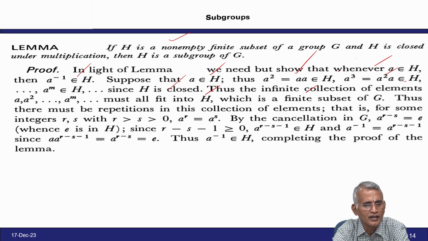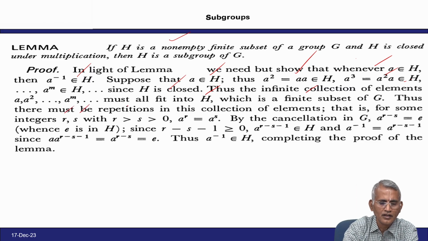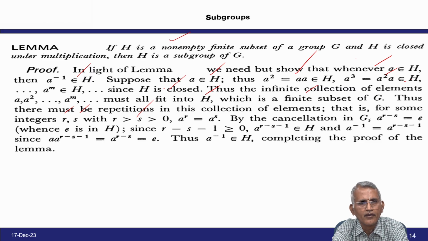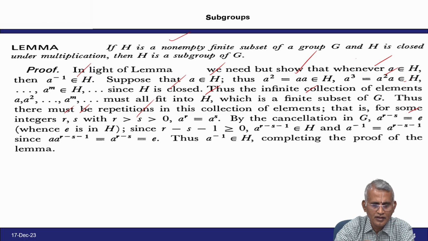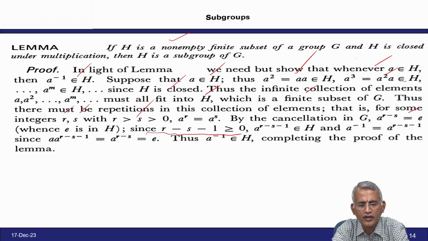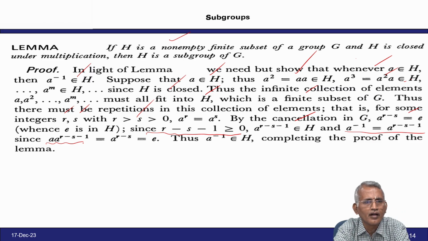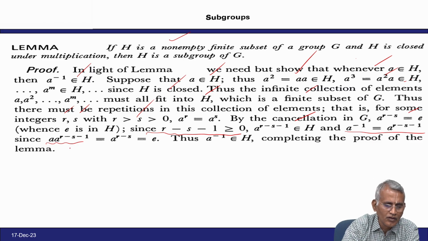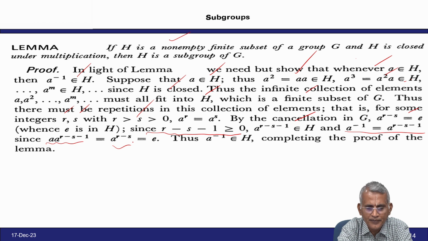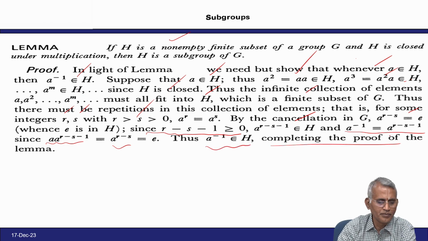Which is a finite subset of G. Thus, there must be a repetition in the collection of elements, that is, for some integers R greater than S greater than 0, A power R equals A power S. By the cancellation law in G, A power R minus S equals E. Since R minus S minus 1 is positive, A power R minus S minus 1 belongs to H, and it is the inverse of A. If you multiply A into A power R minus S minus 1, the powers add, therefore it becomes A power R minus S equals E, which implies A inverse is in H, completing the proof of the given lemma.